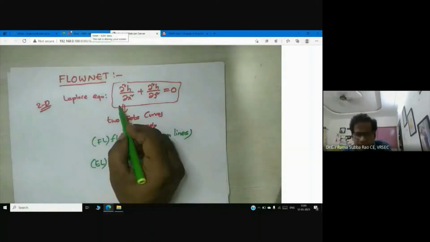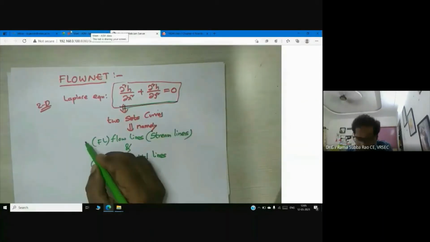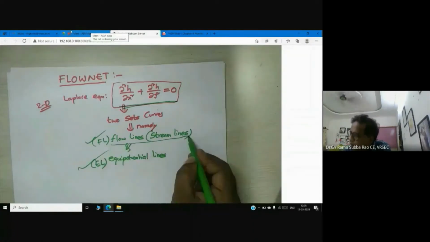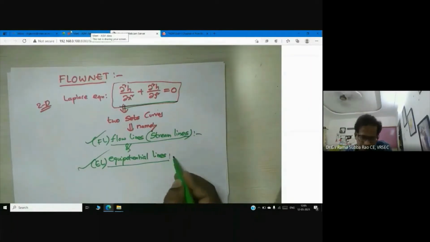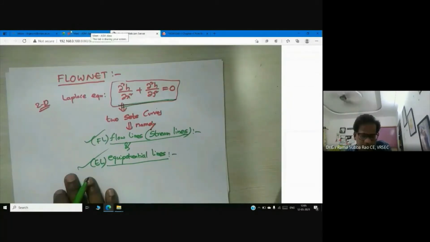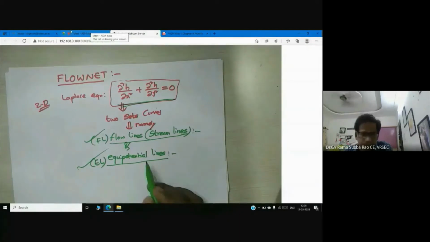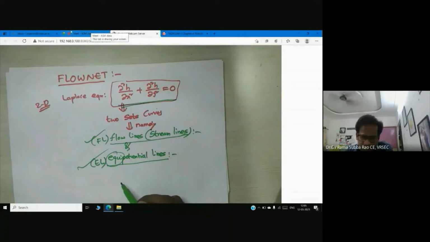This solution of this equation gives two sets of curves. So now what is a flow line? What is an equipotential line? Just now I explained flow line. You know that the path along which a water particle flows is represented by a streamline, also called a flow line. The line joining the points of equal head is called an equipotential line.